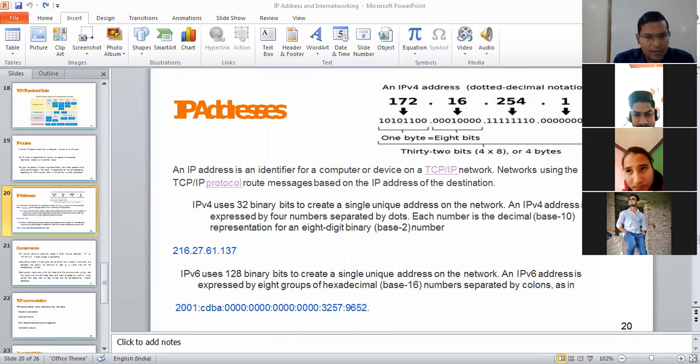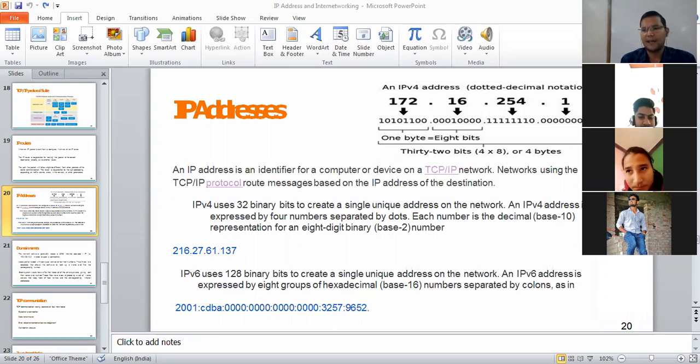IPv6 uses 128 binary bits to create a single unique address on the network, and the IPv6 address is expressed by 8 groups of hexadecimal base 16 numbers separated by colons. Let us see the difference. In dotted decimal notation, you have found the dots in between, and it represents the number in decimal form. Decimal form means that the range lies between 0 to 9, not above that. Here it is expressed by 8 groups of hexadecimal.